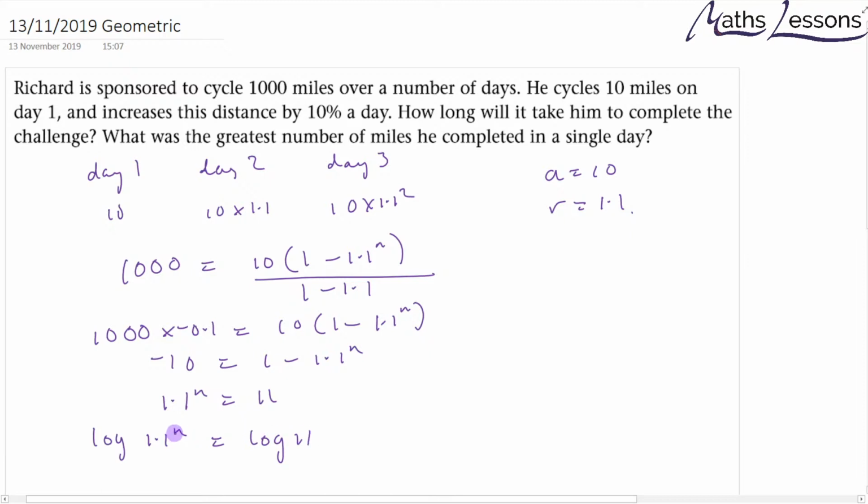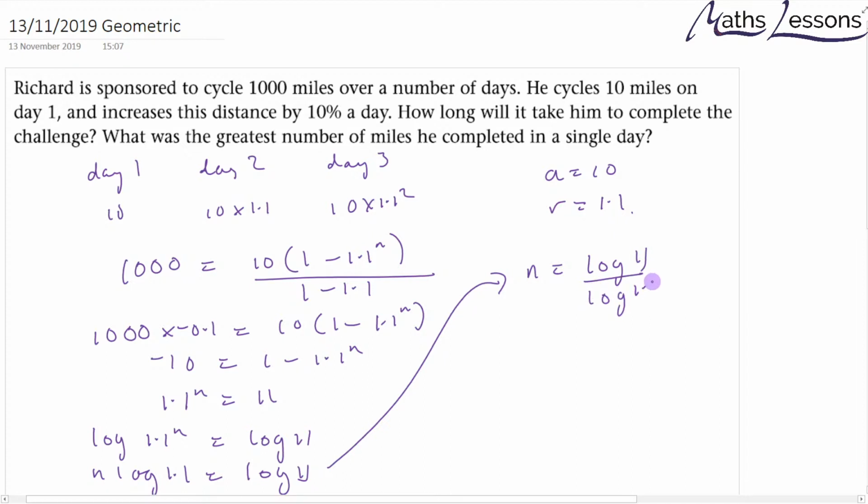I'll write it out properly. What we realise is that this is just the same as n log 1.1 equals log of 11. That's one of your logarithm laws. If you don't know it, you need to go away and learn it. So therefore, n will equal log of 11 divided by log 1.1.